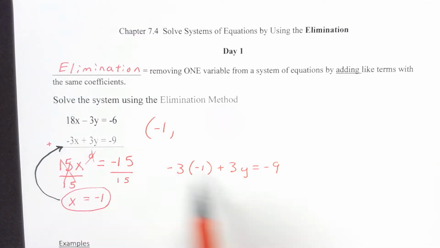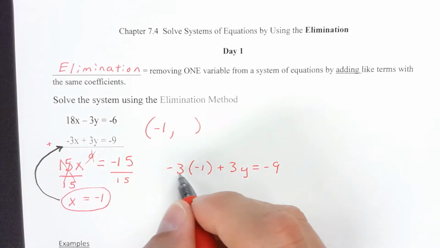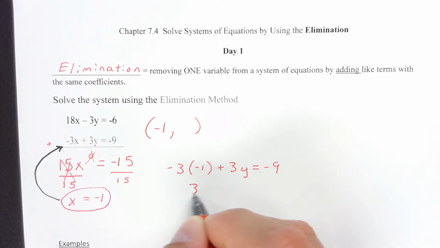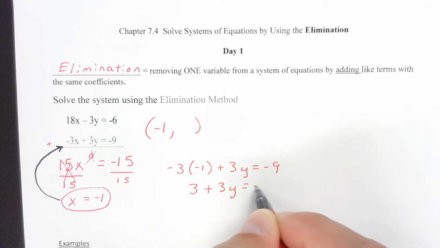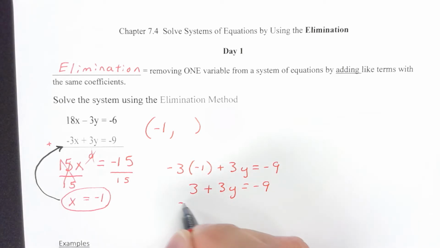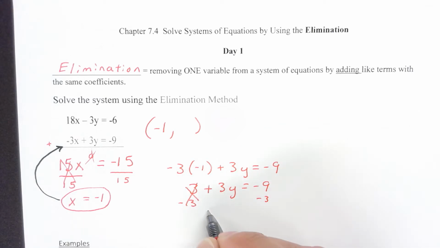So I'm taking this whole problem, putting in the negative 1 for x, and now we're going to start solving this, trying to find the y that we're missing. Negative 3 times negative 1 is positive 3. So I get positive 3 plus 3y equals negative 9. I have some like terms, so I can subtract 3 from each side. So it leaves me 3y equals negative 9 minus 3. What does that make? Well, negative 12.